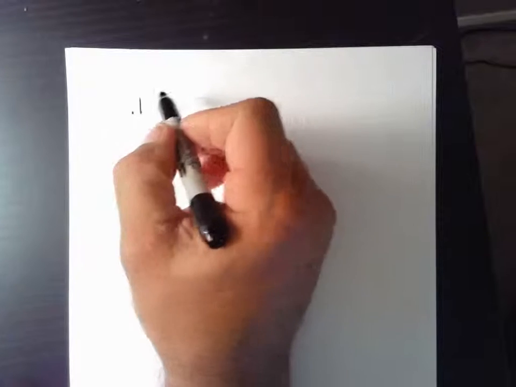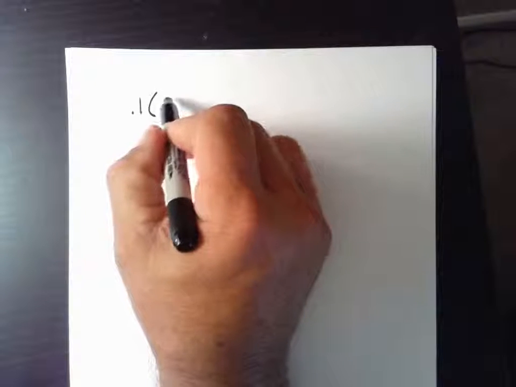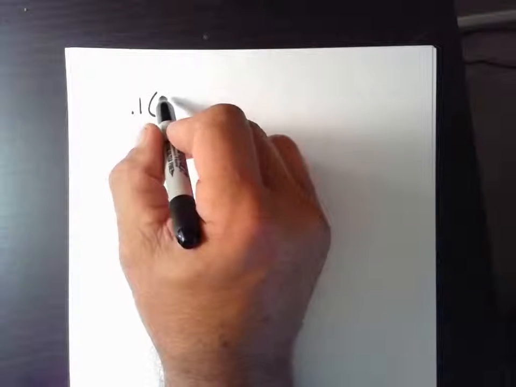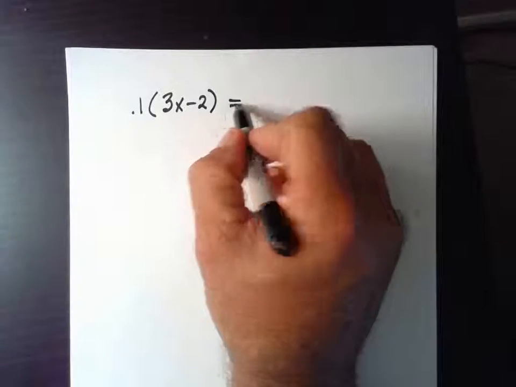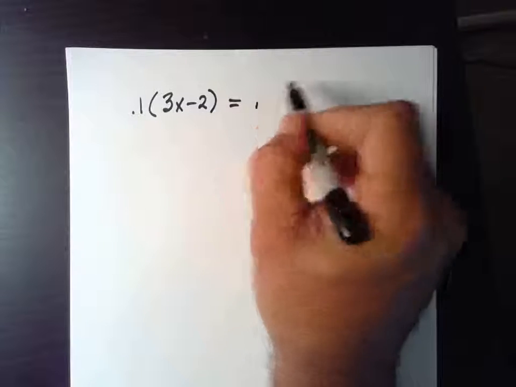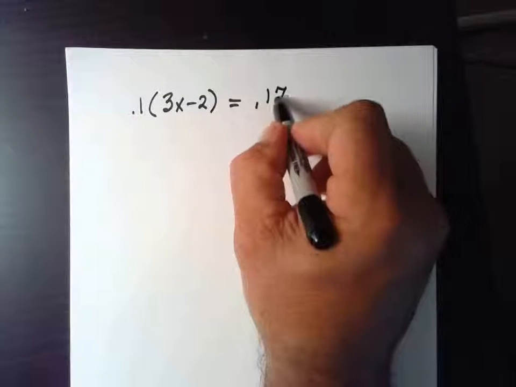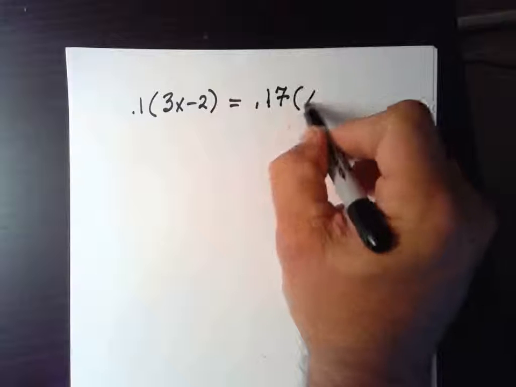Now what do you do if you're given a decimal? If you're given a decimal, you just count the place values taken furthest and multiply by that number. Example. Let's say you have 0.1 times 3x minus 2 equals 0.17 times x minus 1.